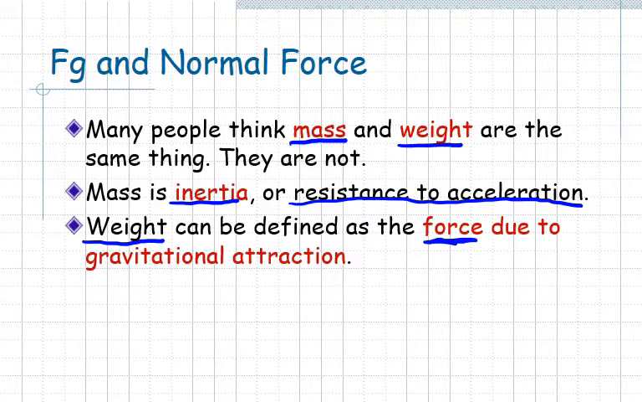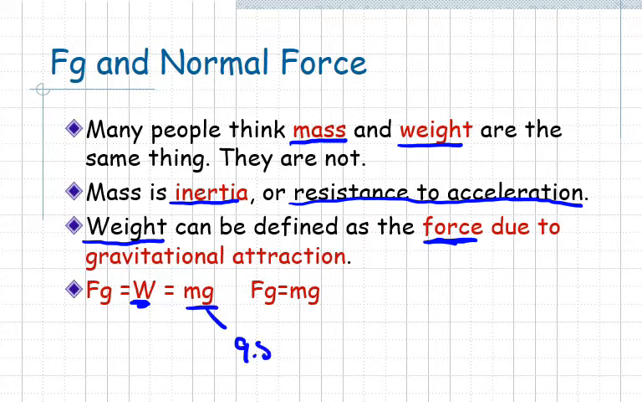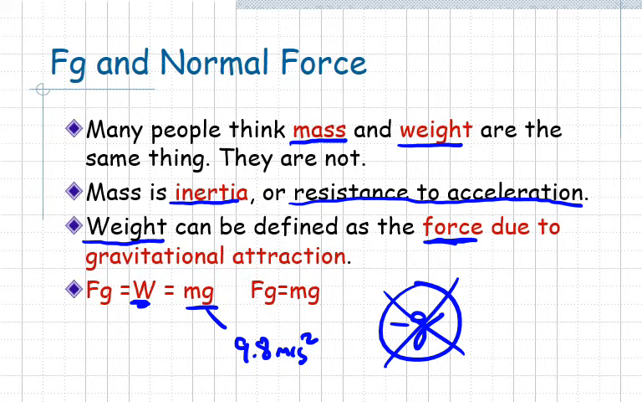The way we calculate the force of gravity, or weight, capital W, is mg. g we're going to keep as plain 9.8 meters per second squared, not negative 9.8, not negative g. The only time you use negative g is in free fall, if an object's in free fall and you're using one of the constant acceleration equations.